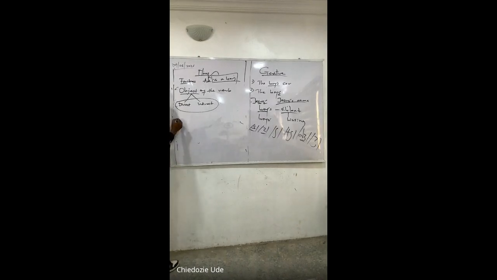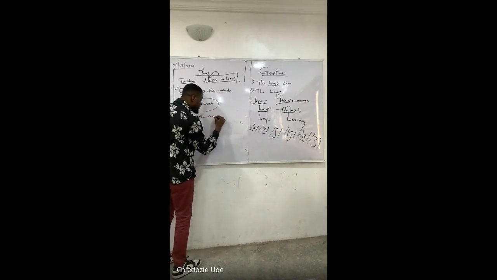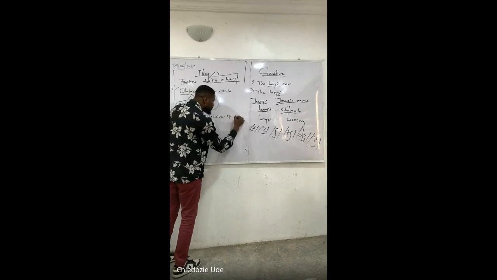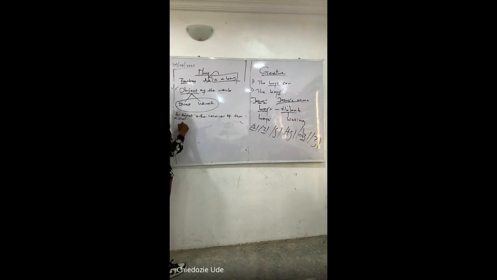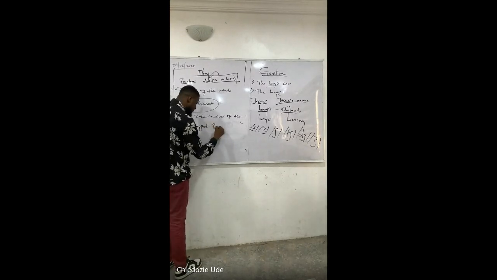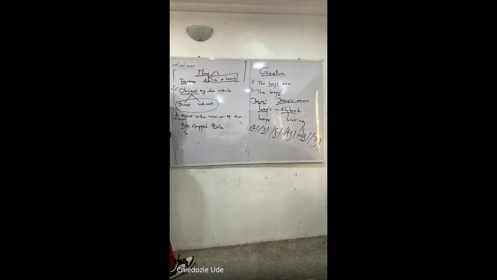What is an object? An object is the receiver of the action. Are they slapped? So we have the subject, the performer, we have the verb, which is the action, and then we have the receiver, the object.